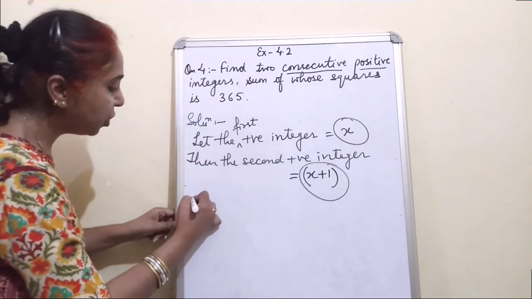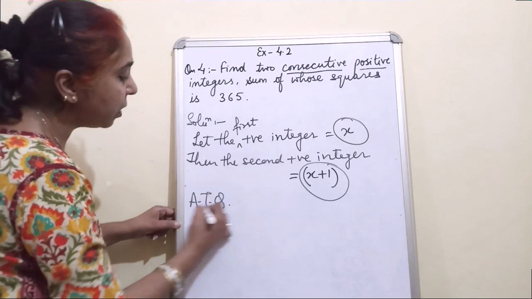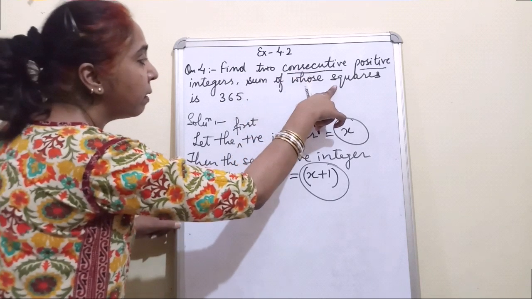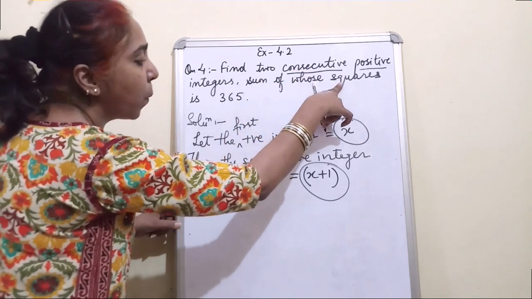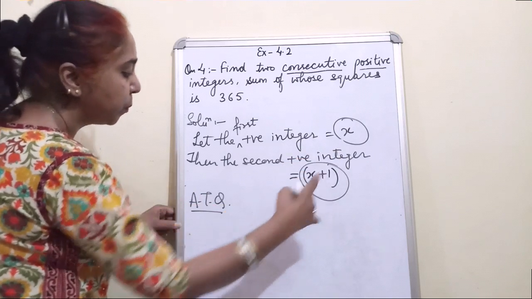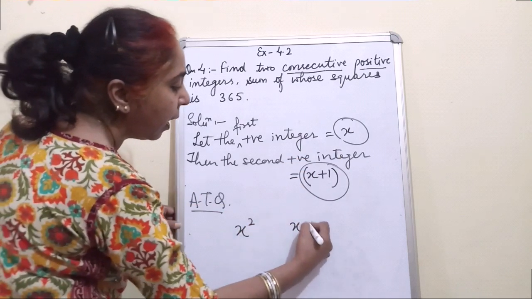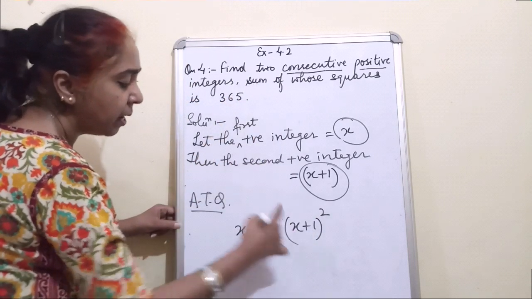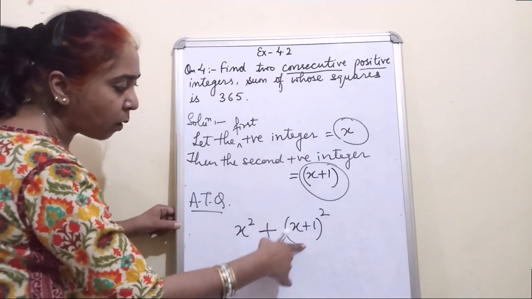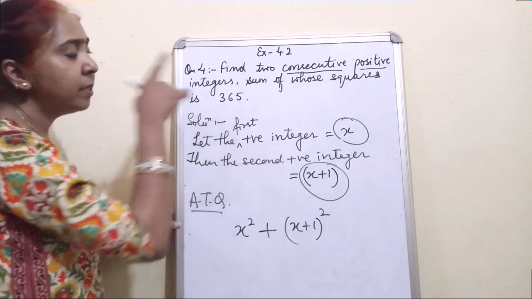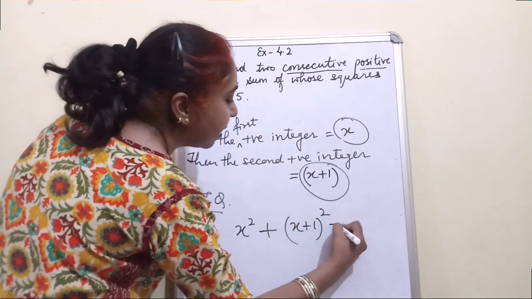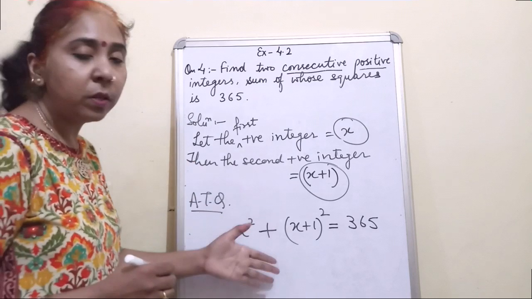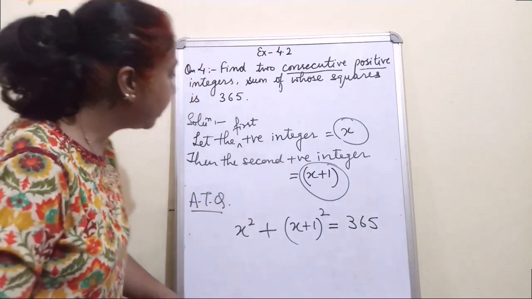Now we'll apply the condition. What is the condition? The condition is sum of what? Squares. Sum of whose squares? Whose means these numbers. So make the squares, x square and x plus 1 whole square, and the sum means plus. The sum of the squares of these numbers is 365. That means this is equal to 365. So this will give you the final equation. Let us solve it.